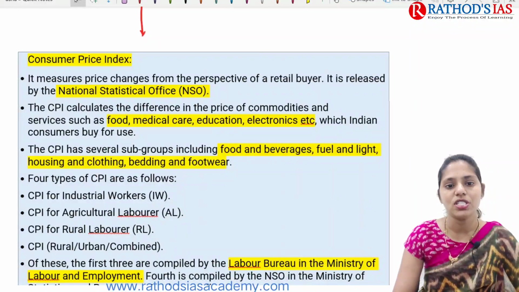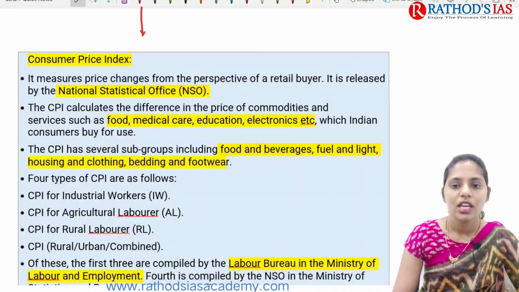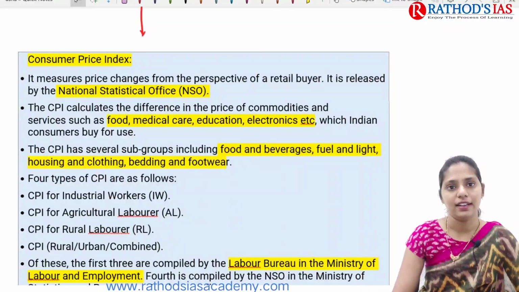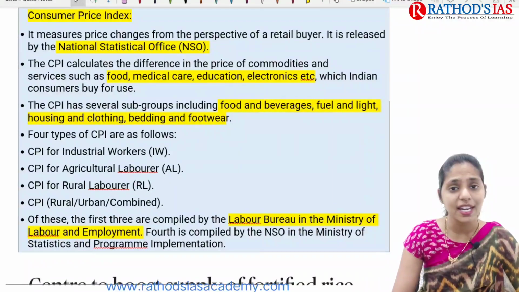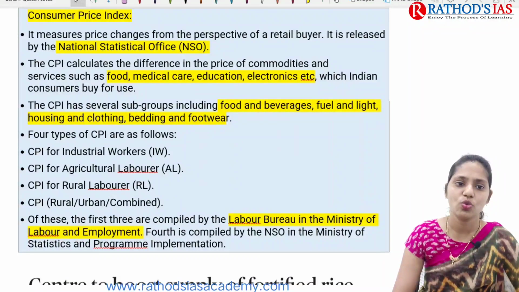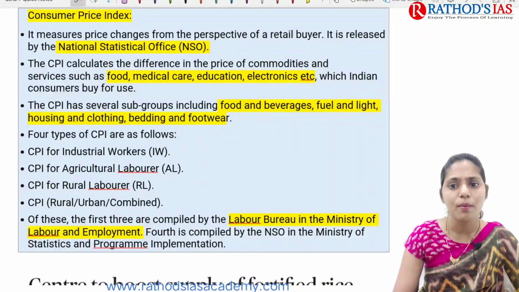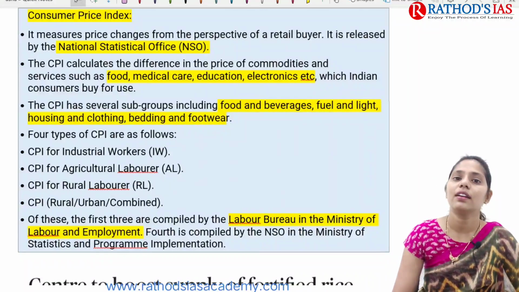If we're talking about some facts regarding the consumer price index, this index mainly measures the price changes in the market at the retail level. Actually, this index is released by the National Statistical Office, NSO, and the CPI calculates the prices of commodities and services such as food, medical care, education, electronics, etc.